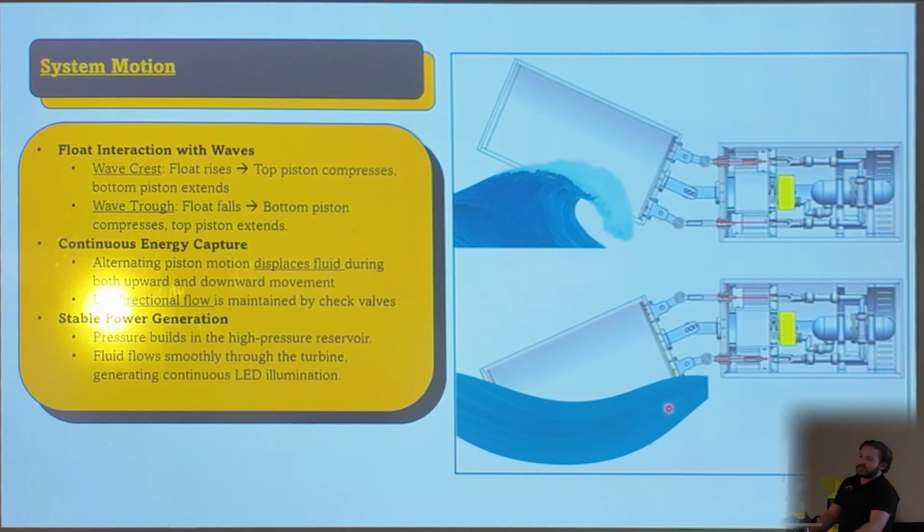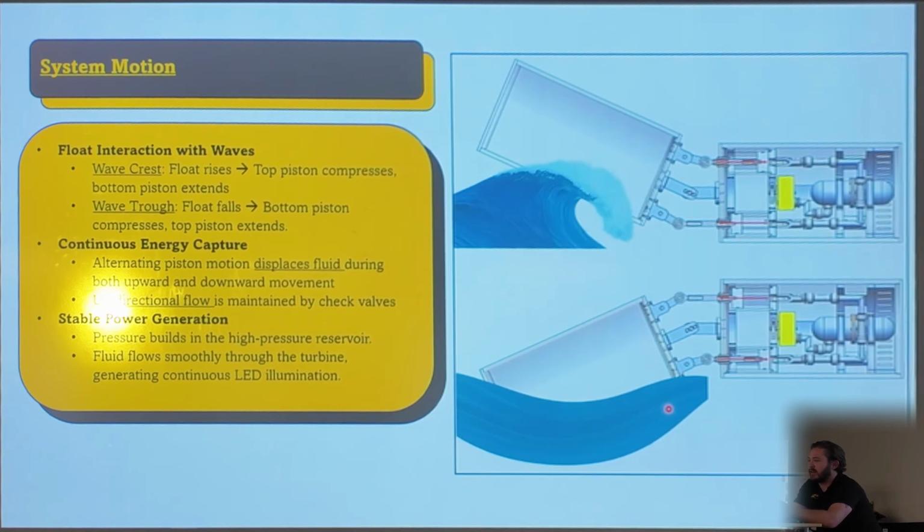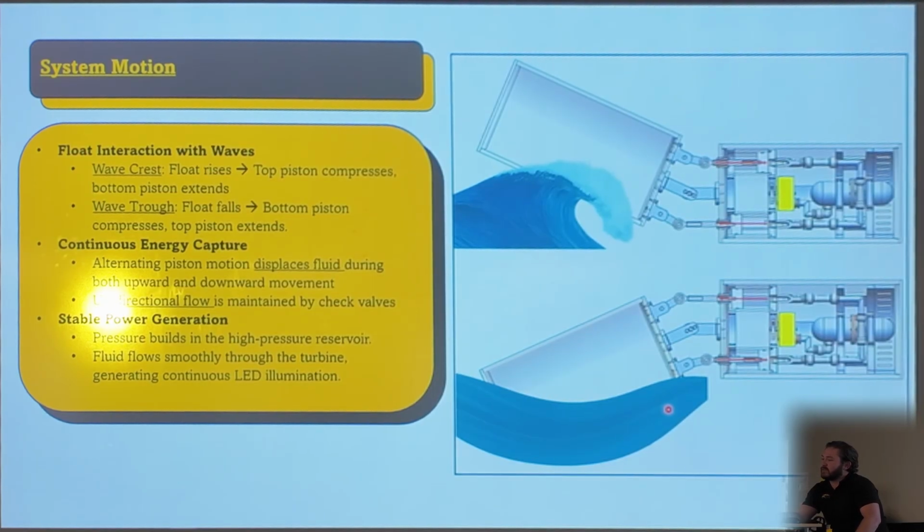Talking about system motion, when this system would theoretically interact with a wave crest, as you can see in the top picture there, it would rise. You can see the arrows there, and they should remind you of the system diagram we just looked at, because that's what it is. When the float rises, it pushes the top piston forward and pulls the bottom piston back, vice versa for when it experiences a trough here.